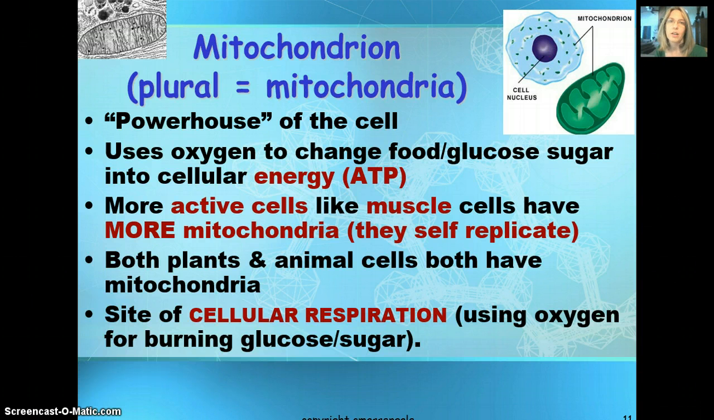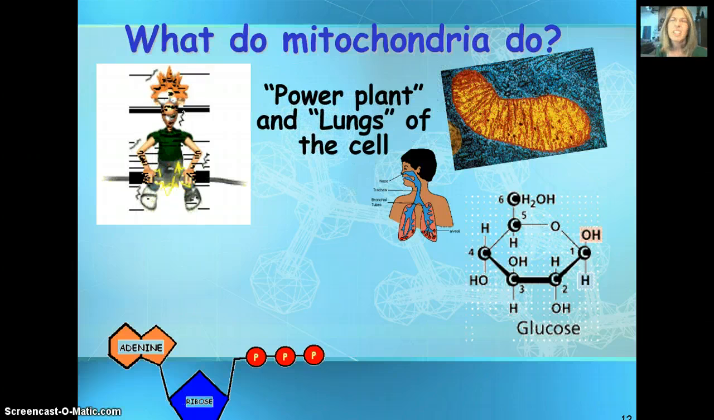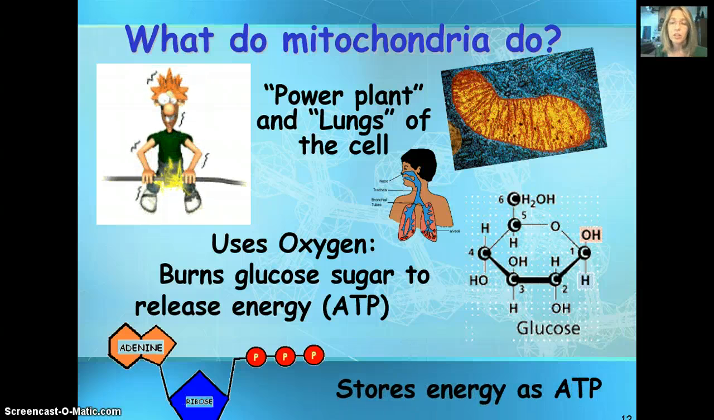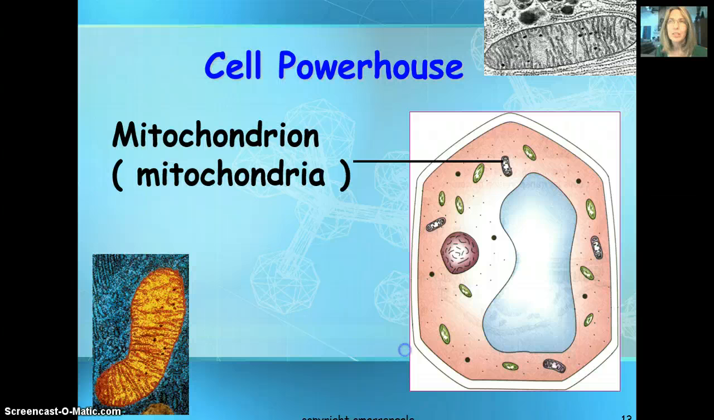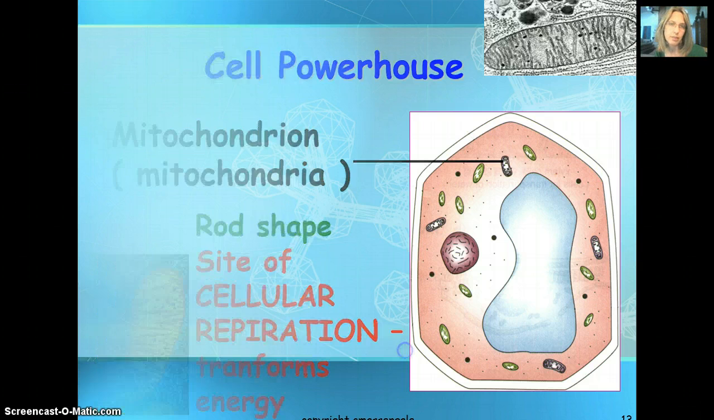That's when the mitochondria use oxygen for burning glucose to release its energy. Because it uses so much oxygen, the mitochondria are also known as the lungs of the cell. The oxygen is used to burn glucose sugar to release that energy so that the cell can then use the energy. It doesn't really make the energy, it just changes the energy from the chemical energy in glucose into the chemical energy in ATP.